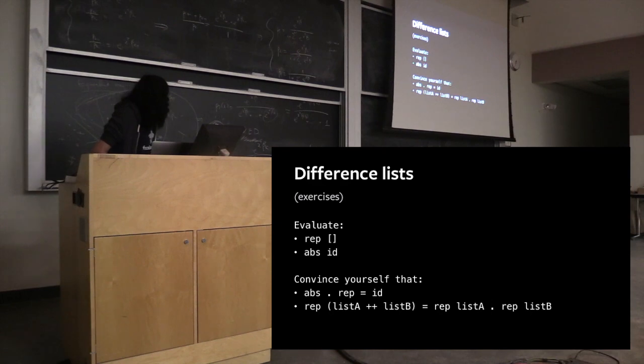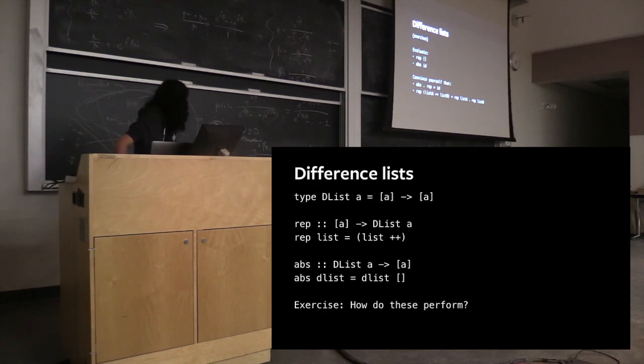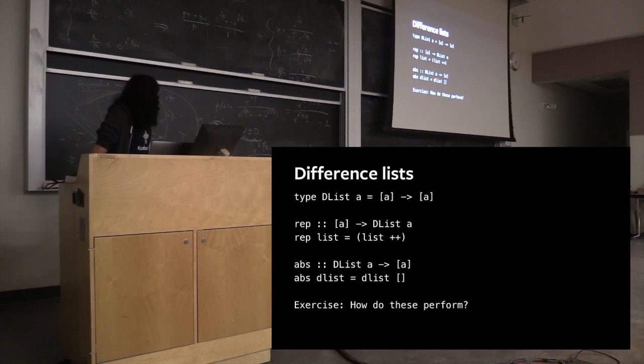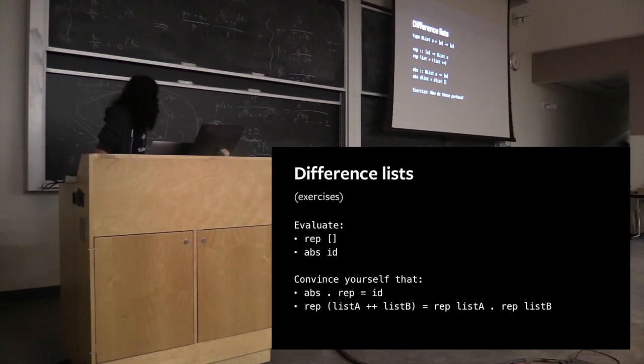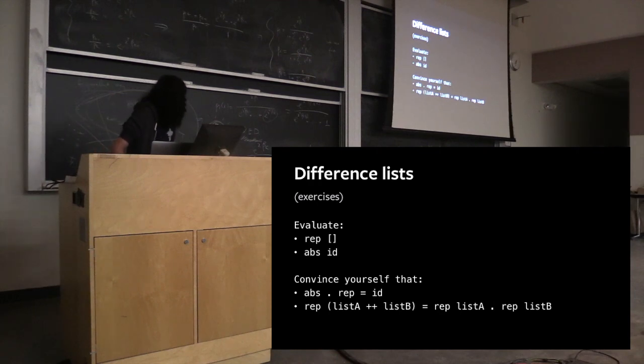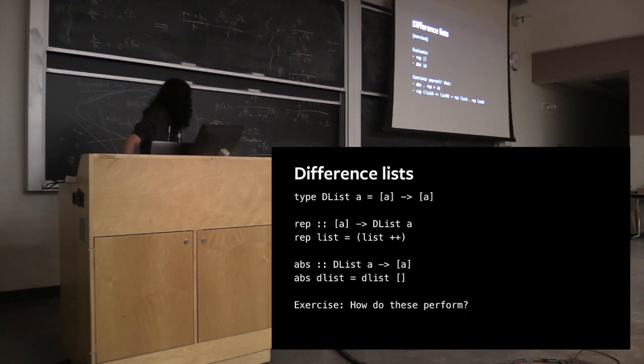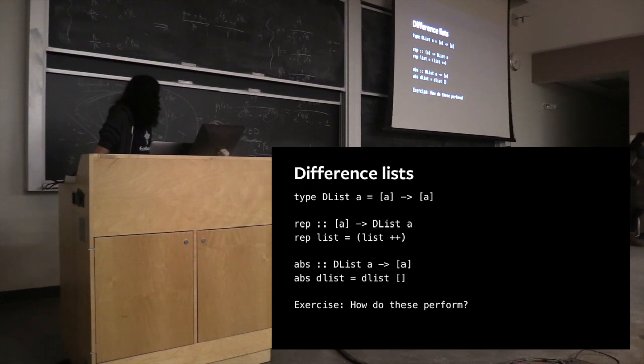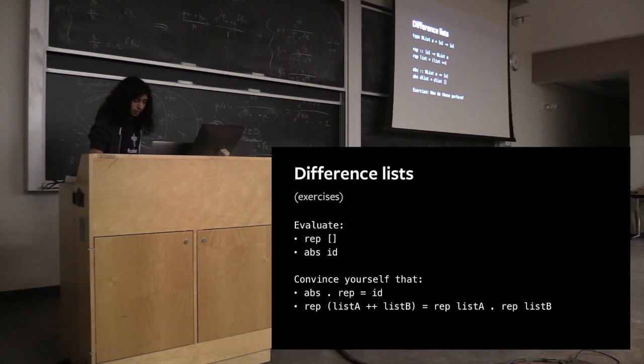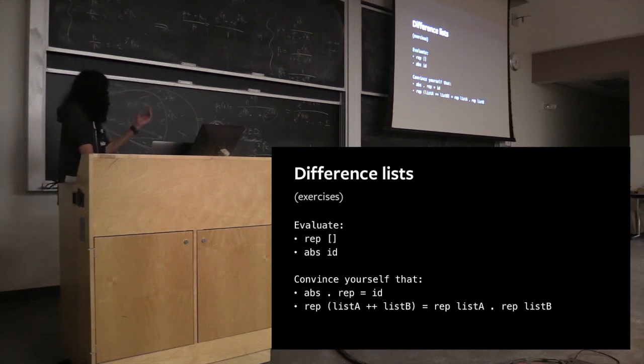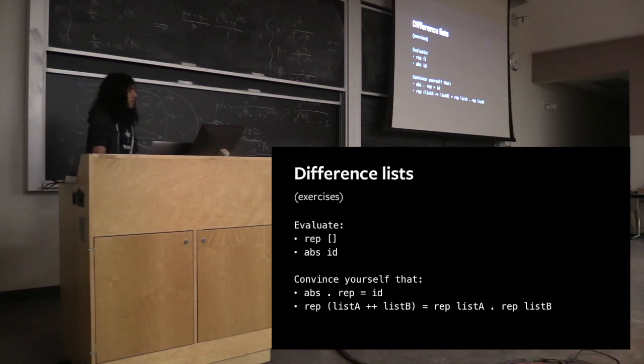So a couple of questions. What happens if we try to represent the empty list? Well, we get the function that prepends the empty list, so we get the function that does nothing, the identity function. And if we have the identity function, which I spell id, what kind of list do we get back out of it? Well, if you apply the identity function to an empty list, you get an empty list back out. So those two functions convert back and forth with each other. If you perform one, then the other, then you get back to where you started.